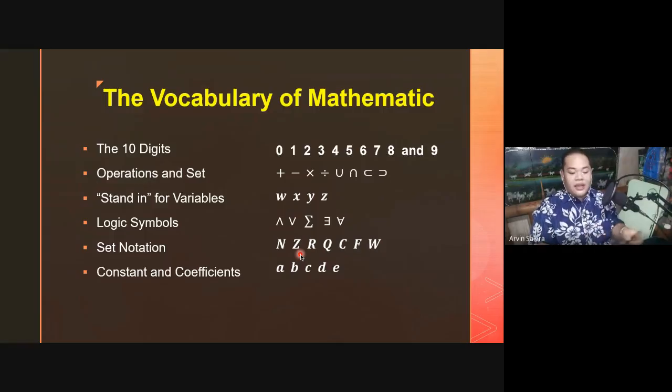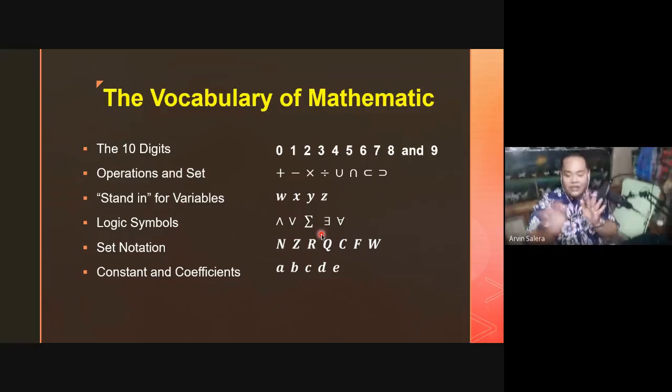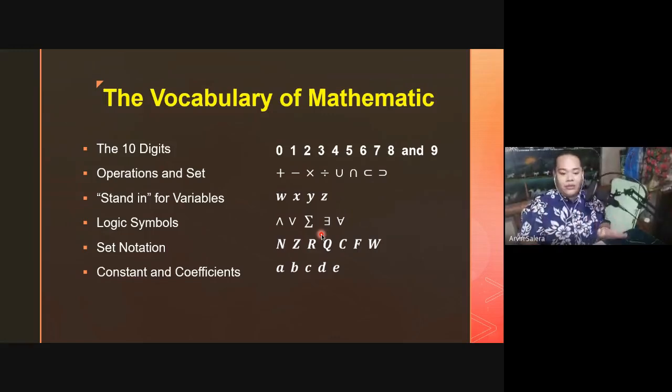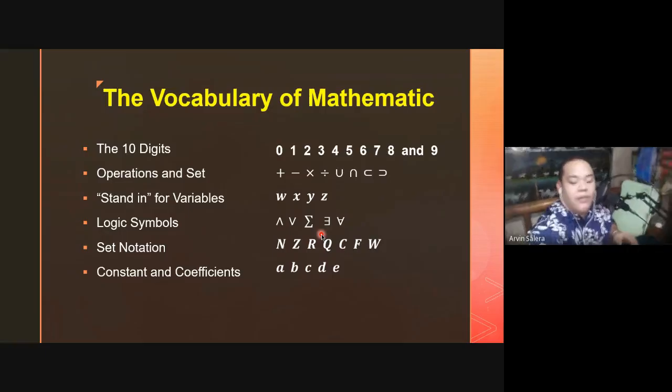Next is the real numbers. Real numbers are those numbers that are real. Meaning, they are not imaginary, in the sense that when we graph them, it is not a broken line. Meaning, you can see it all throughout. So it is not a broken line. You have to remember that those are real numbers: all the numbers that you can think of. Those are real numbers.